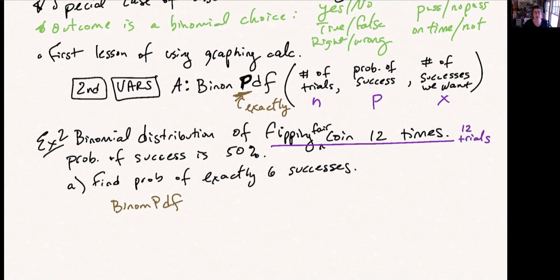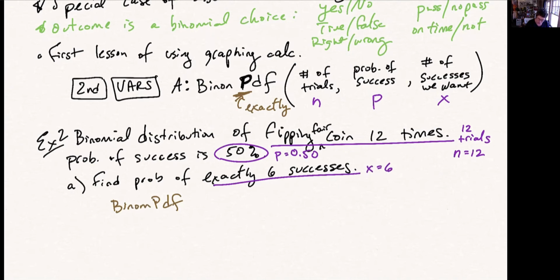And the problem you have on the test or the review might say a binomial distribution with 12 trials. Okay, so because I have 12 trials, that tells me N equals 12. My probability of success is 50%. This tells me that P equals 0.50. Now I'm looking for exactly 6 successes, and this is how many successes I'm interested in. So that tells me X equals 6.